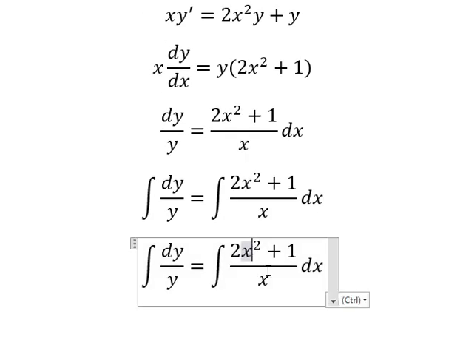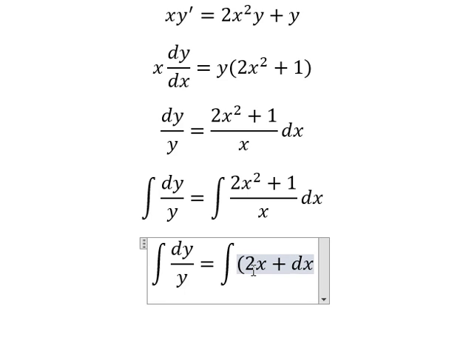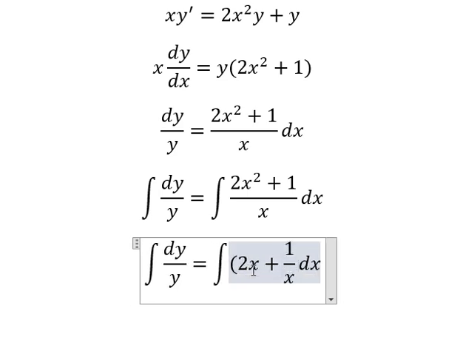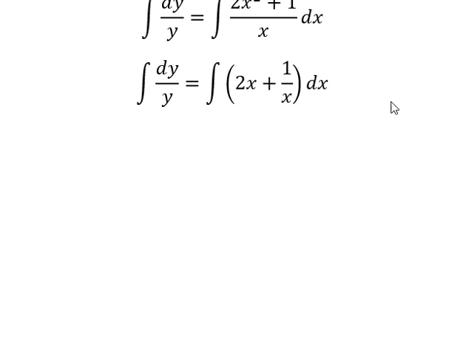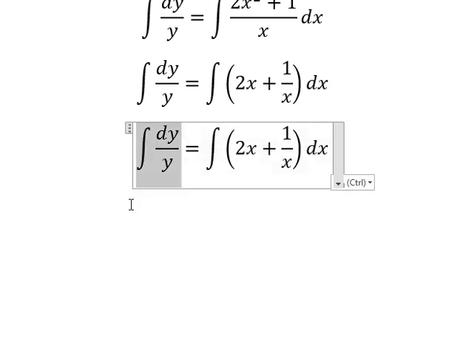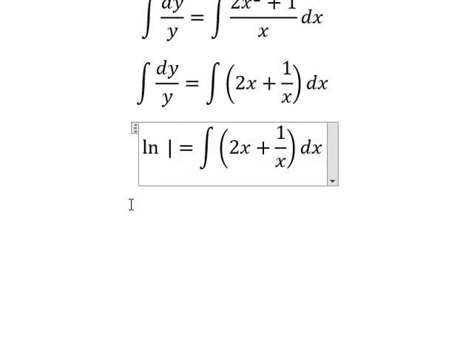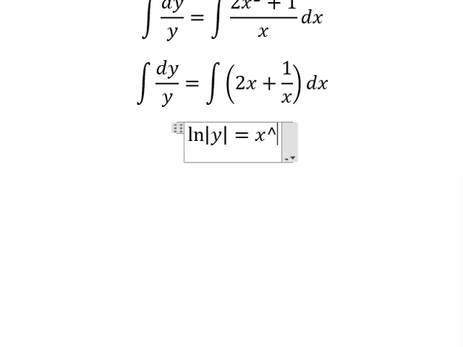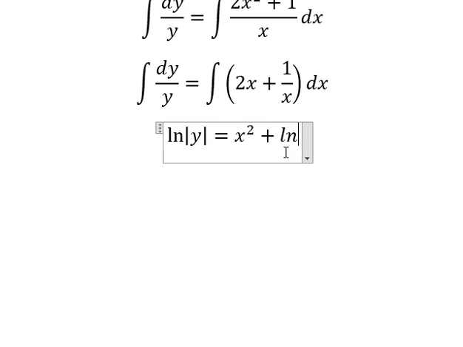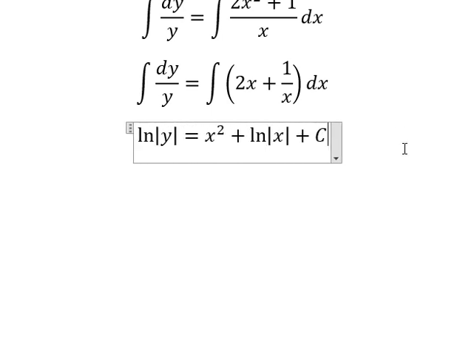So x squared divided by x, you get x. This one we have 1 over x. The integration of this one is Ln of the absolute value of y. The integration of 2x is x squared. The next one is Ln of the absolute value of x, and I will put c.